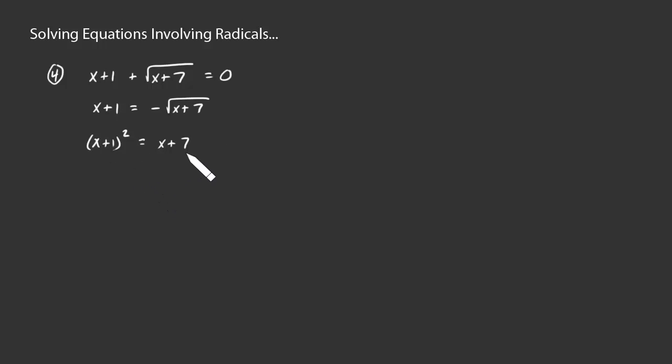And sure enough, we can tell probably at this stage we have a quadratic, because if I expand this out, I'm going to have an x squared term. x squared plus 2x plus 1 equals x plus 7. And we know how to deal with quadratics. Pull everything to one side. x squared. Subtract this x off and we'll have plus x. Subtract this 7 off, we'll have minus 6 equals 0.